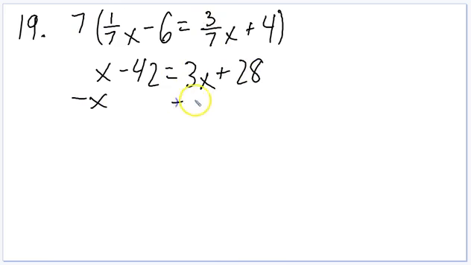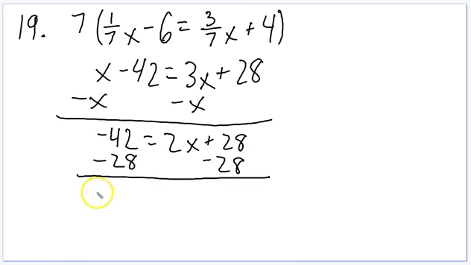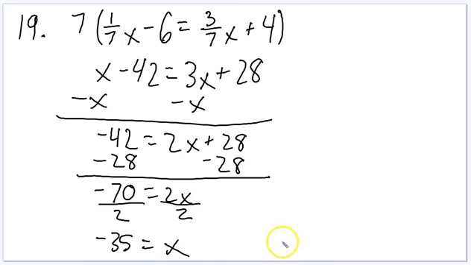That's going to give me negative 42 equals 2x plus 28. Subtract 28 from both sides to get my variable by itself. It's going to give me negative 70 equals 2x. Divide both sides by 2. And I get negative 35 equals x, or x equals negative 35.